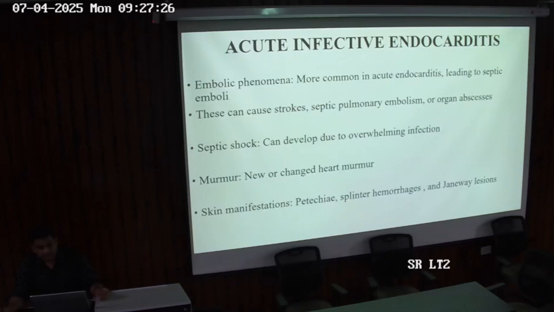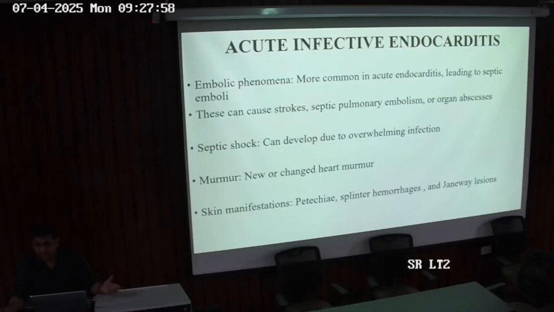Acute infective endocarditis has some chances of embolic phenomena. This is more common in acute infective endocarditis and is known as septic embolization. The emboli may lodge in the brain, which is a more hazardous or life-threatening condition and can cause stroke. If they go to the lungs, then there is a pulmonary embolism, or in some other organs like the liver and spleen, there is a chance of abscess.